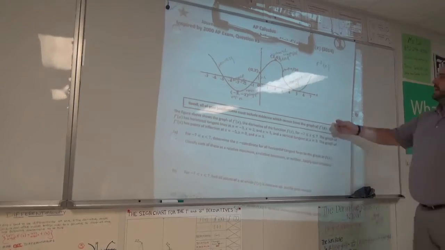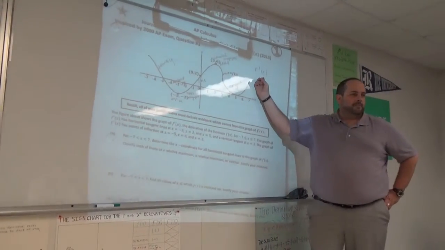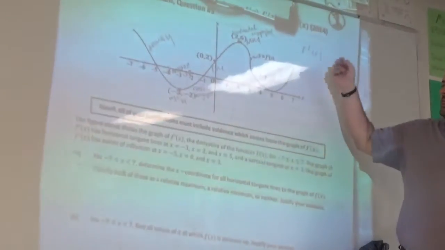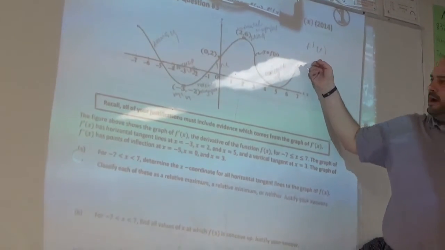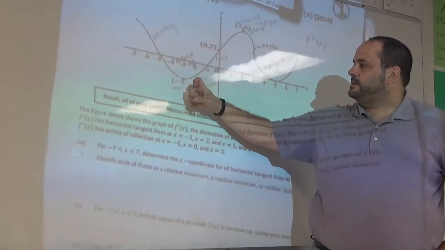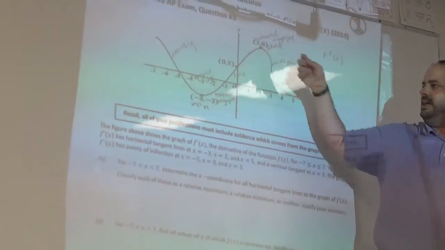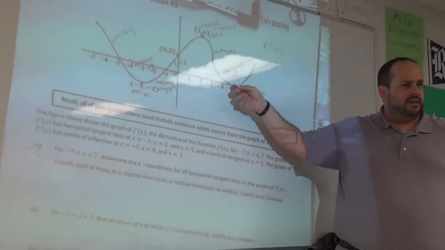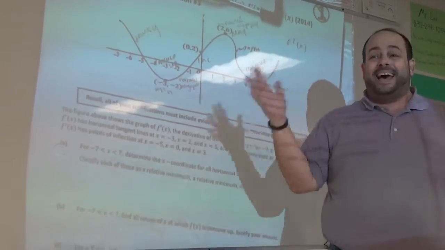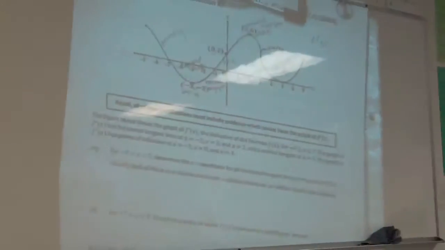Alright, things I like. Edgar's marked it up. This is F prime. You've got to know it's F prime. Other important things they told you in the beginning of the problem: you've got a horizontal tangent line over here, a horizontal tangent line, and a horizontal tangent line, right? They told you those three, because you need to know for sure it is a perfect horizontal tangent line there.